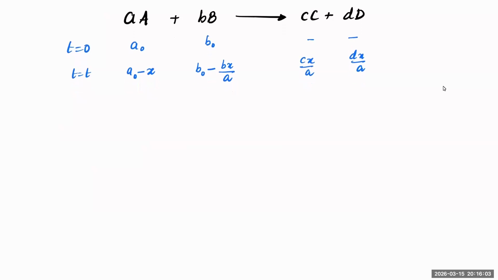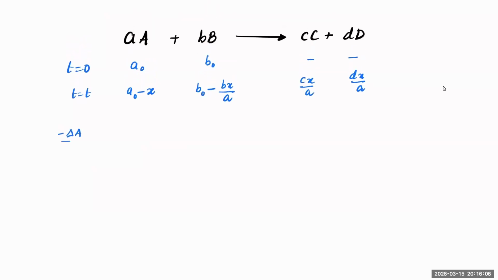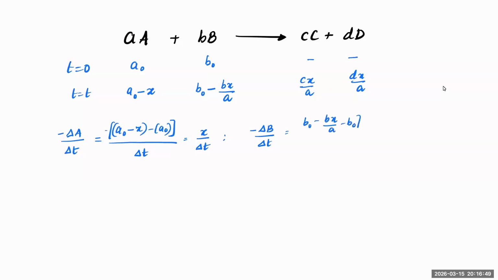Now, if I write the rate in terms of A, which means how much the concentration of A changes with respect to t, the minus here signifies that there is a decrease in the concentration. That's why, to keep the rate always positive, you have to introduce this minus. How do I write that? I would write this as A naught minus X, which is the final concentration, minus A naught, which is the initial concentration, divided by delta t. That makes this X by delta t, correct? That will be X by delta t. Now, if I write minus delta B by delta t, that will be B naught minus bX by a, minus B naught, divided by delta t. Correct.